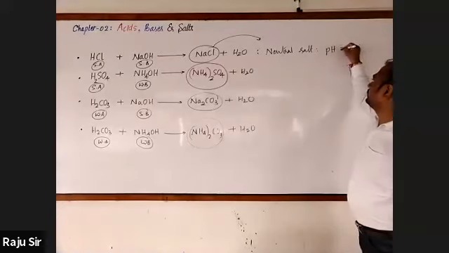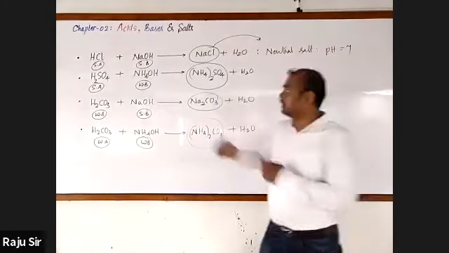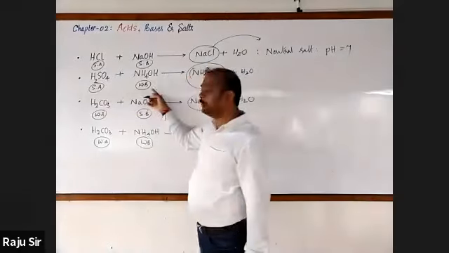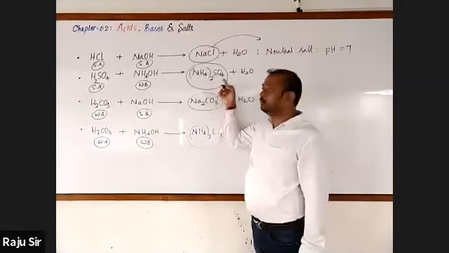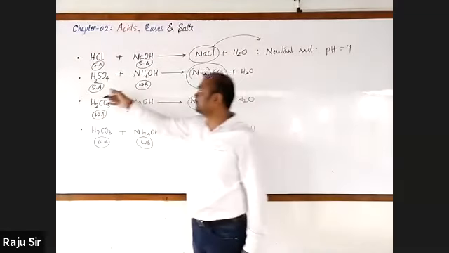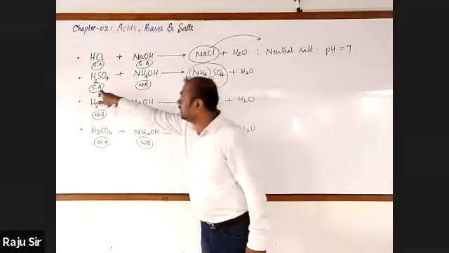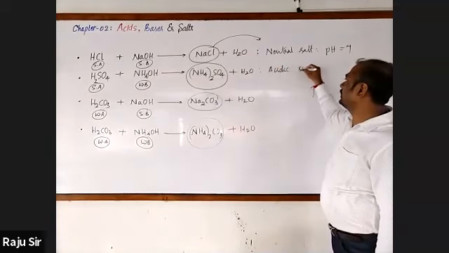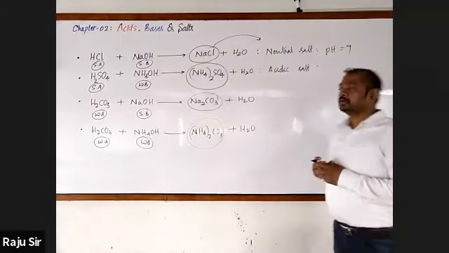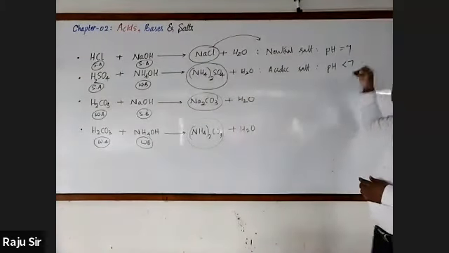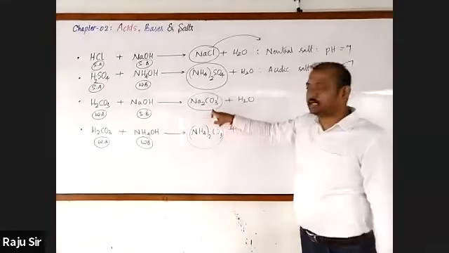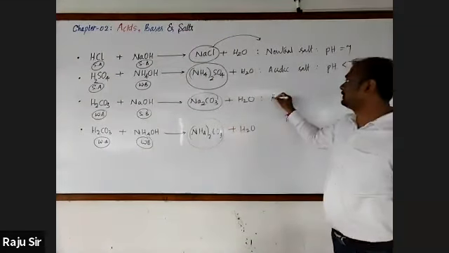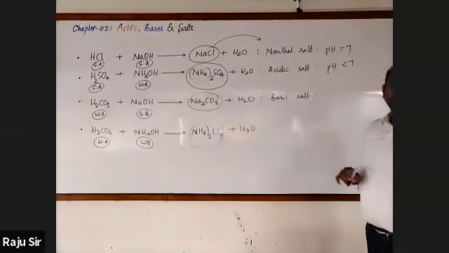pH is equal to 7. And second one: a strong acid reacts with a weak base to produce a salt, and we call this salt an acidic salt. As the acid is strong, we call that salt an acidic salt, and its pH will be less than 7. And third one, the salt which is formed by a weak acid and a strong base is a basic salt. pH is greater than 7.